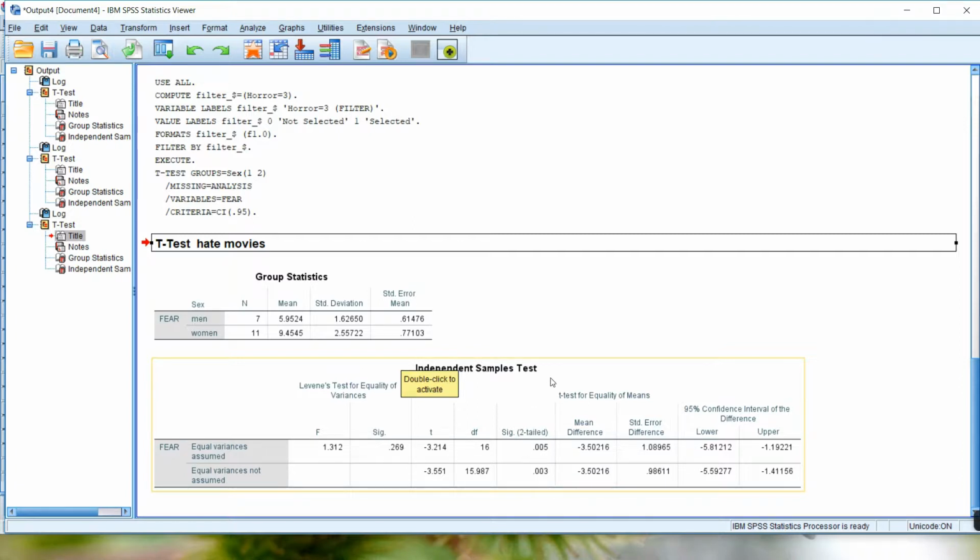All right, so we now have answered the question, how do men and women compare? We did it separately for each type of movie. That's looking at the test of simple main effect of sex within movie attitude. So simple main effect of sex within love, simple main effect of sex within like, and simple main effect of sex within hate.